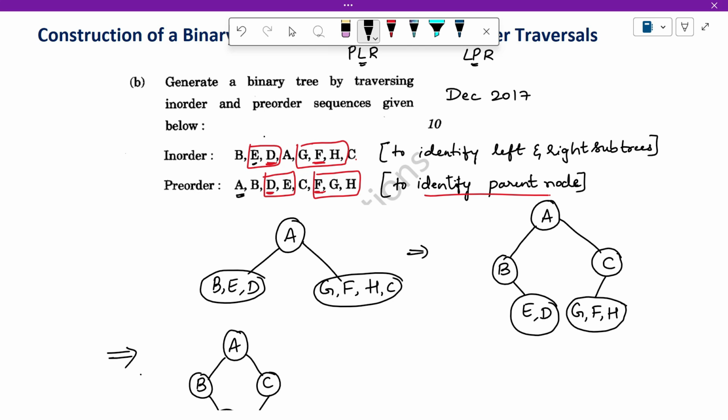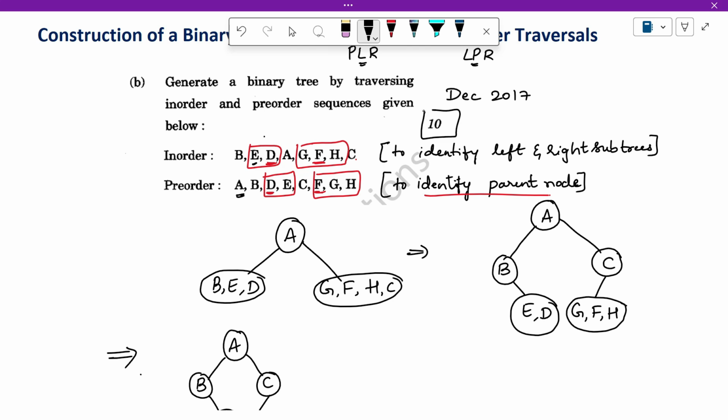If pre-order is given, the element that occurs first is the parent node. If post-order is given, the element that occurs last will be the parent node. In both the cases, you refer to in-order. For the marked node, whichever comes to the left, those are left subtree elements. Whichever comes to the right, those are right subtree elements.